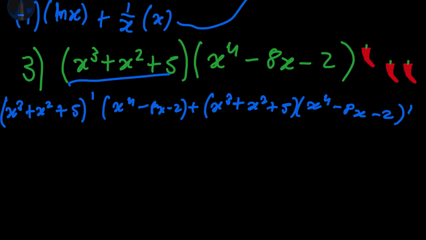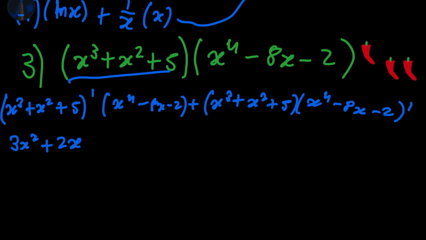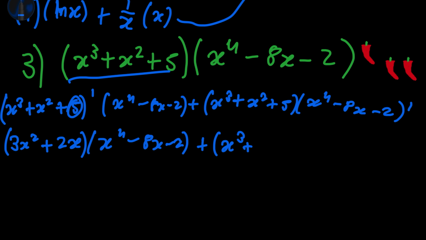So we get the derivative of x cubed, so we take the cube, put it down here, so it's 3x squared. So let's put that in. 3x squared plus derivative of x squared is 2x. And then this 5 is a constant, so we don't need to consider it. It's just 0. That's our derivative. Multiply that by x to the power 4 minus 8x minus 2 plus, and then we keep the first term the same.